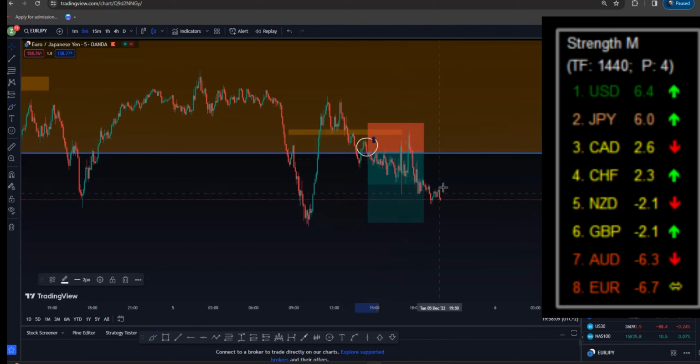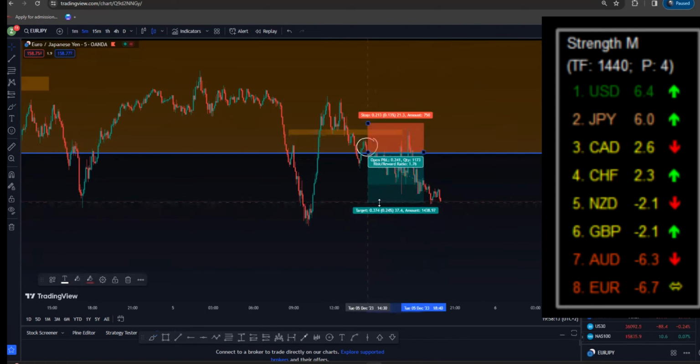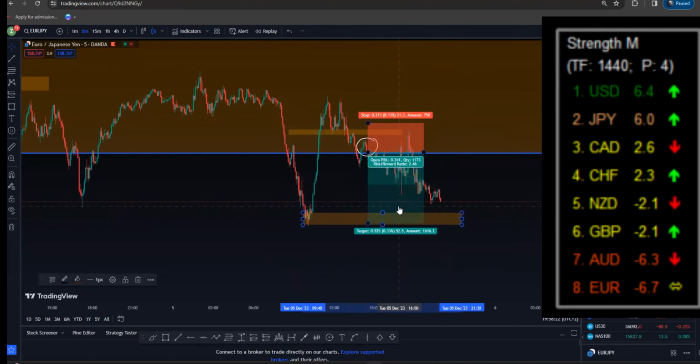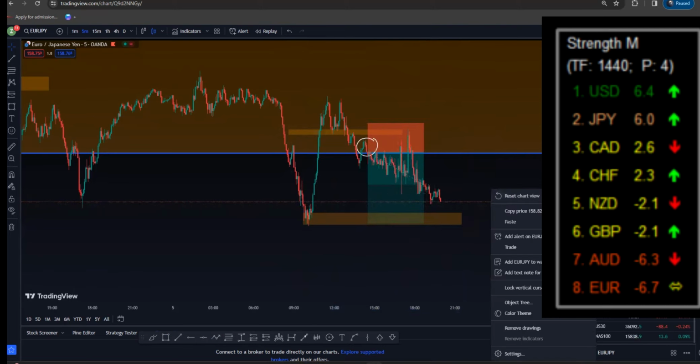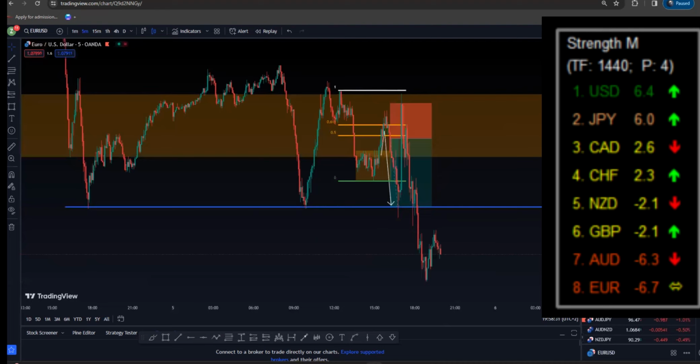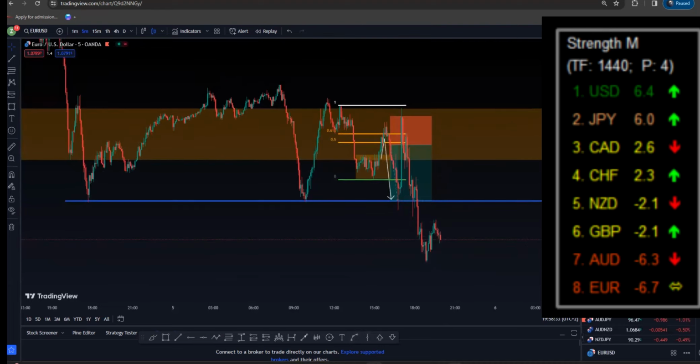So now on this one, currently we are sitting at 1.7 R, but I'm targeting 2.4 R. So this is going to be my main target for the day on Euro JPY. So the last one was Euro USD.